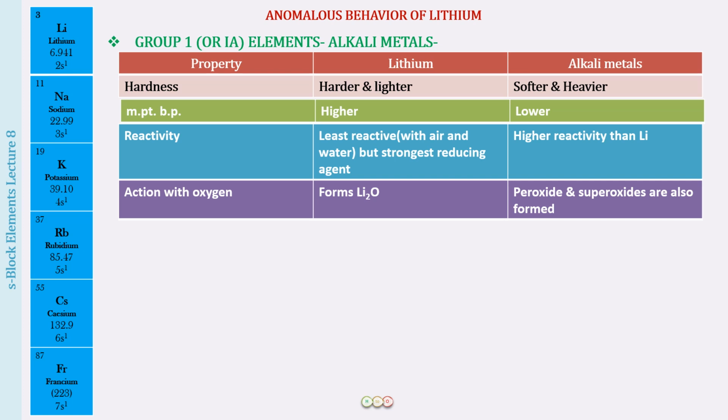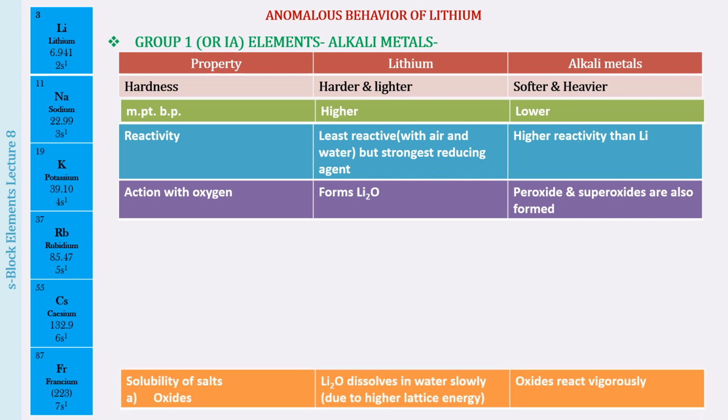On reaction with oxygen, if it is a controlled quantity of oxygen, all the alkali metals, including lithium, form the oxides. But when there is excess oxygen, lithium forms only lithium monoxide, whereas the rest of the alkali metals form peroxides and superoxides. Sodium forms its peroxide, and the rest, potassium, rubidium and cesium, form the corresponding superoxides.